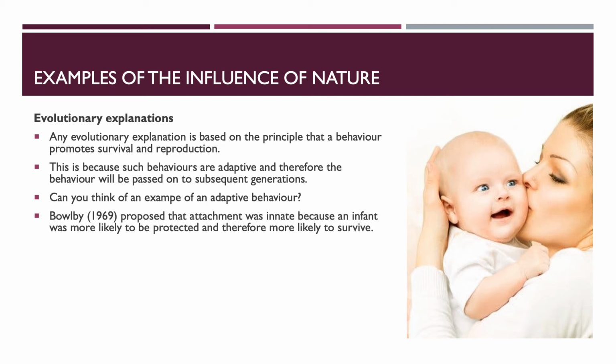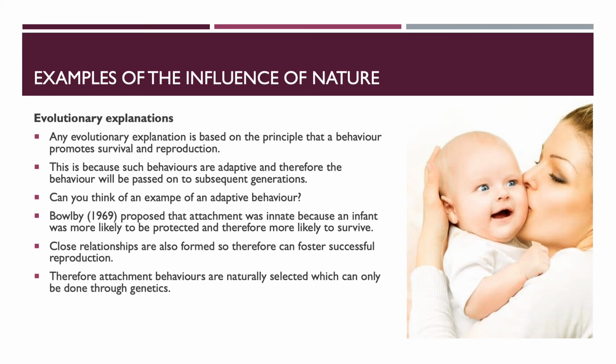So attachment is an adaptive behavior that's innate, because an infant is more likely to be protected and therefore more likely to survive. So close relationships are also formed so they can foster successful reproduction, because as you all know, when you have close attachment types in childhood, then you're more likely to have stronger and better relationships when you're older, and that will lead to more chance of reproduction, I guess.